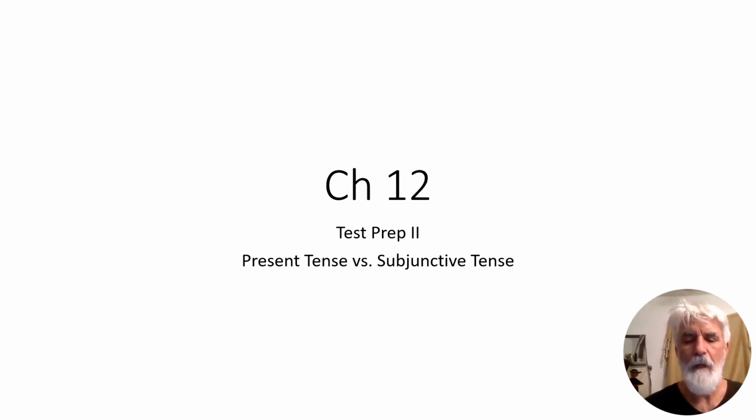Furthermore, when you're forming the subjunctive, a good rule of thumb is to use the yo form, the yo present form of the verb. Okay, and so you drop the o of the yo form of the verb, and then you add on your subjunctive endings.